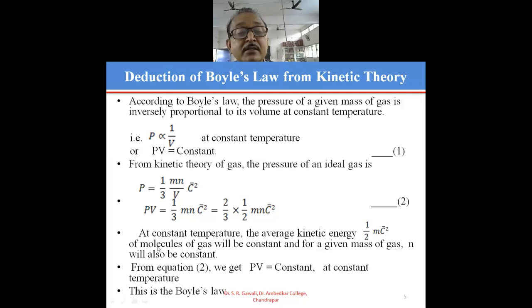So, if the temperature is constant, then the average kinetic energy 1 by 2 m C bar square of the molecule of the gas will be constant. And for a given mass of a gas, n, that is the number of molecules, will also be constant. In 1 mole of an ideal gas, how many molecules are present?